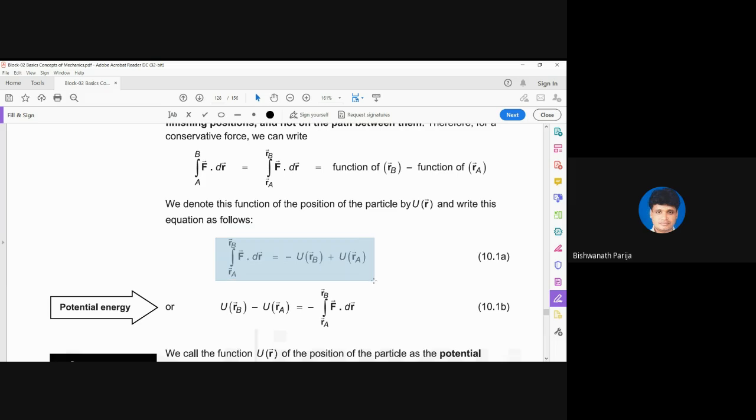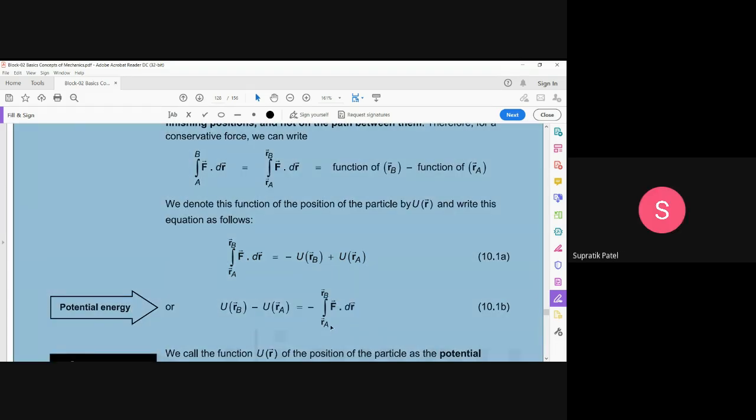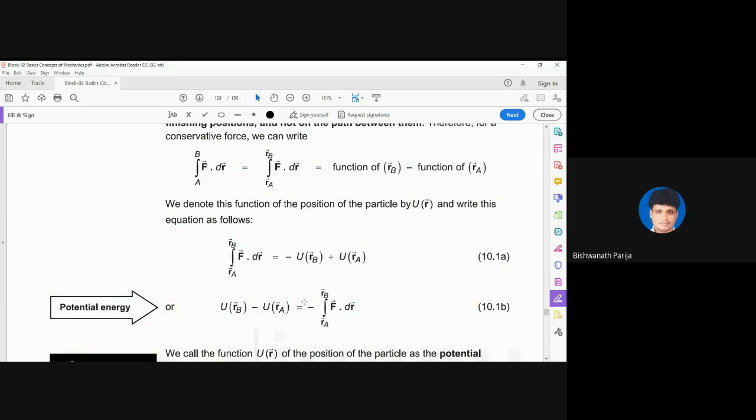This formula: if you take one negative sign common here, your work done equal to, but negative of work done equal to your change in potential energy. You remember, negative of work done equals change in potential energy. This is the negative of work done. Is it visible to all? Yes, sir. It is your negative of work done equal to change in potential energy.